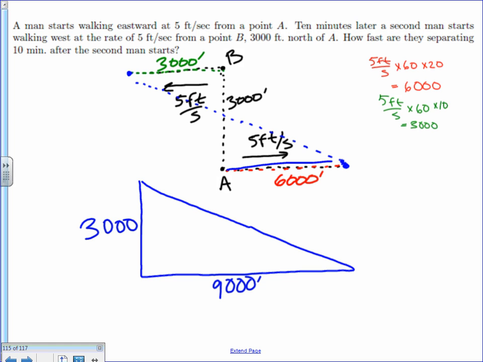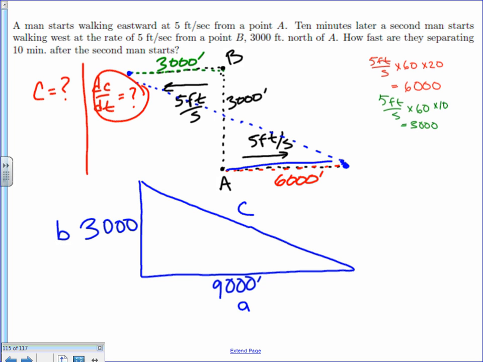And we want to know, let's give this side a name. Let's call it C. And I'm going to start making a list of variables up here. Hopefully I have enough room. So I'm going to call this bottom side A, this one B. I don't know C yet. And dC/dt, the rate of change of C with respect to time, that's what we're trying to find here, so I'm going to circle that. I know that B is 3,000.